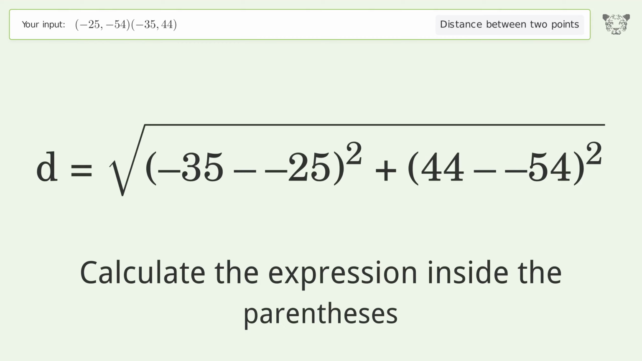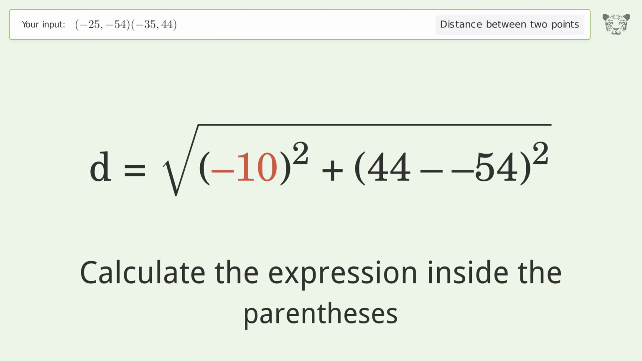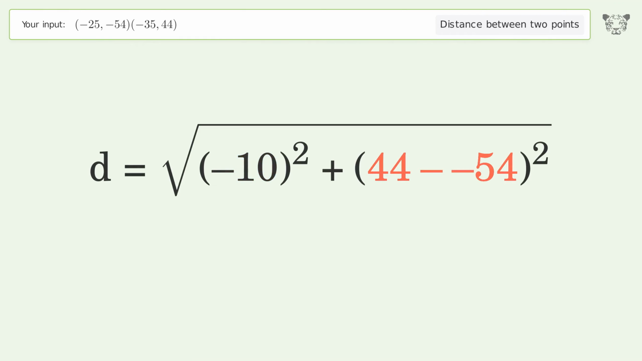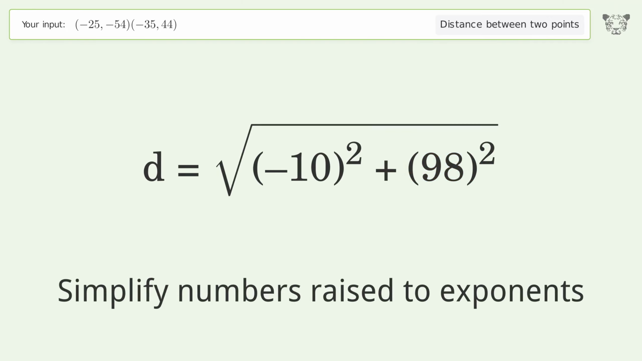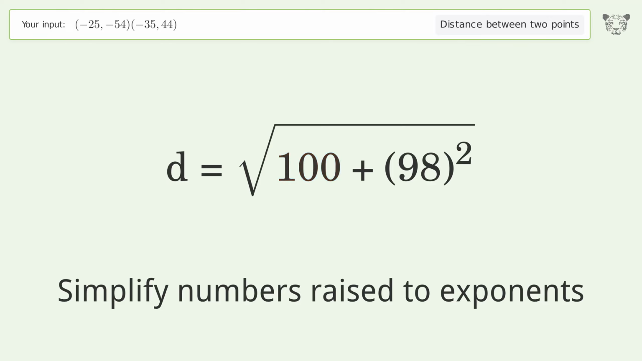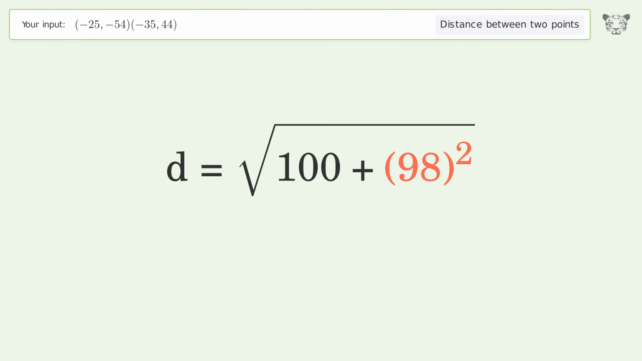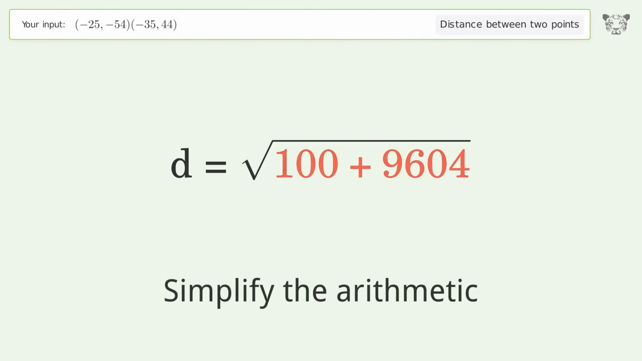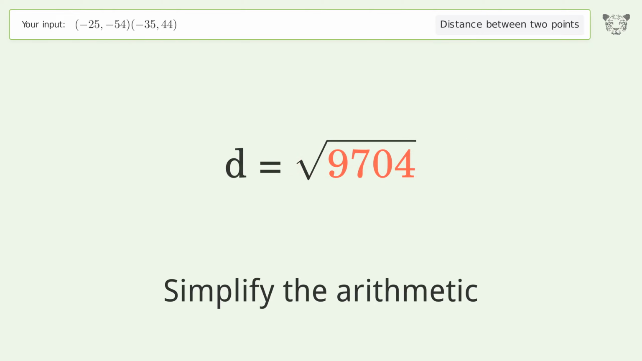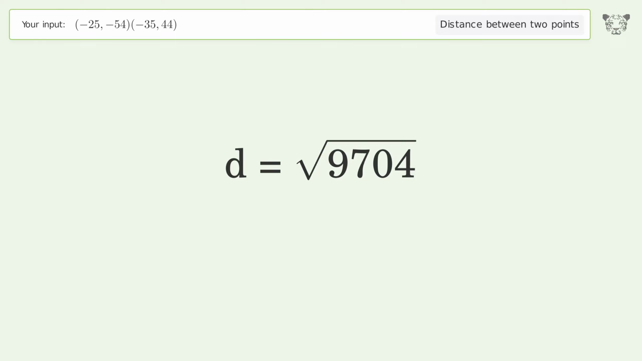Calculate the expression inside the parentheses. Simplify numbers raised to exponents. Simplify the arithmetic. And so the distance between the 2 points is the square root of 9,704 or 98.509.